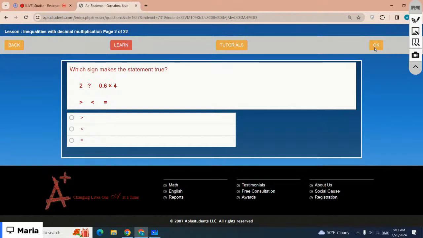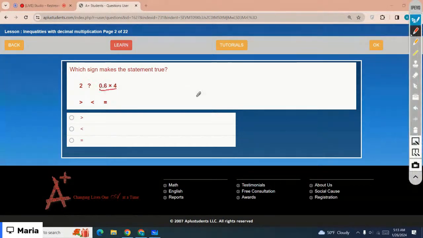The correct option is 1. How? 4 times 0.6 is 2.4. So 2 is greater than 2.4 or less than 2.4? 2 is less than 2.4, isn't it?